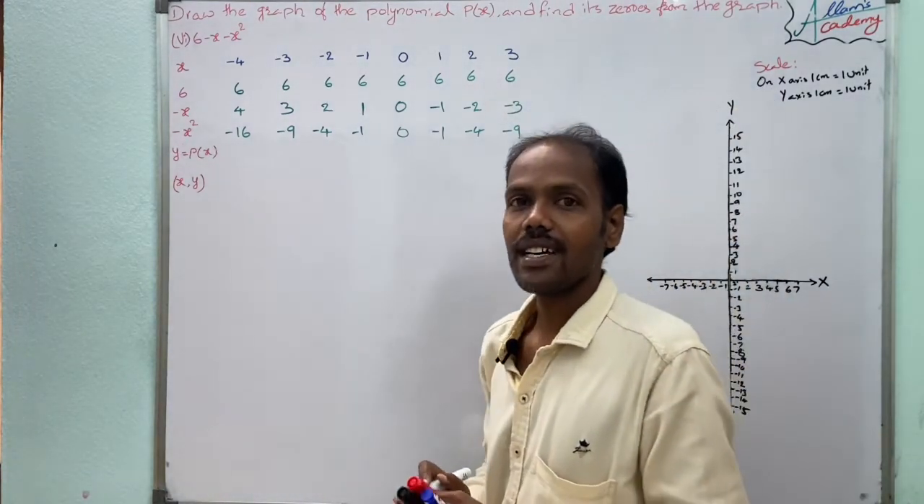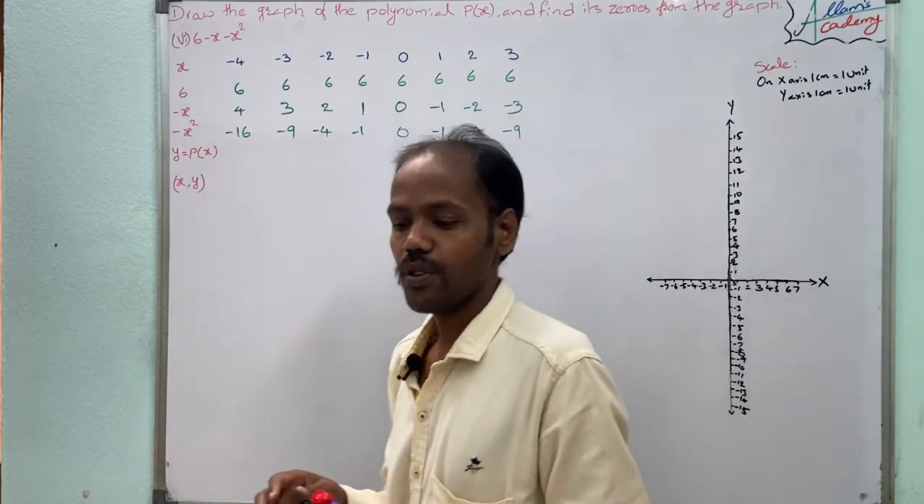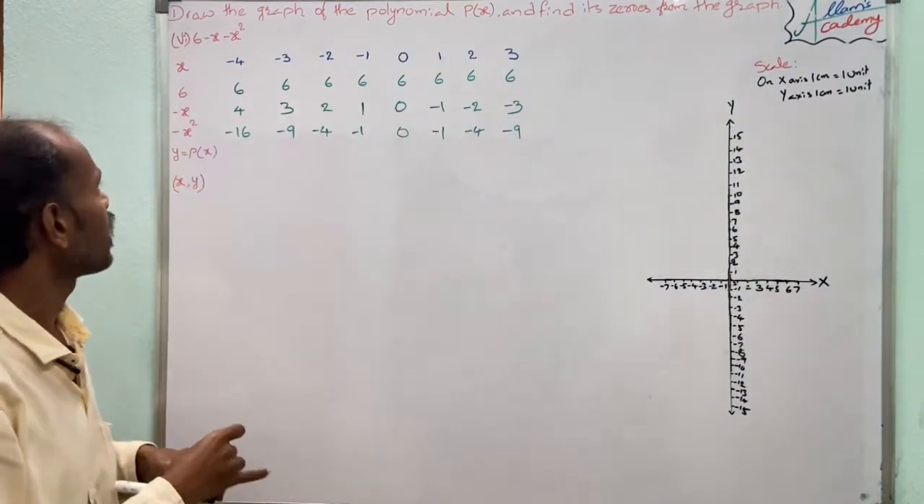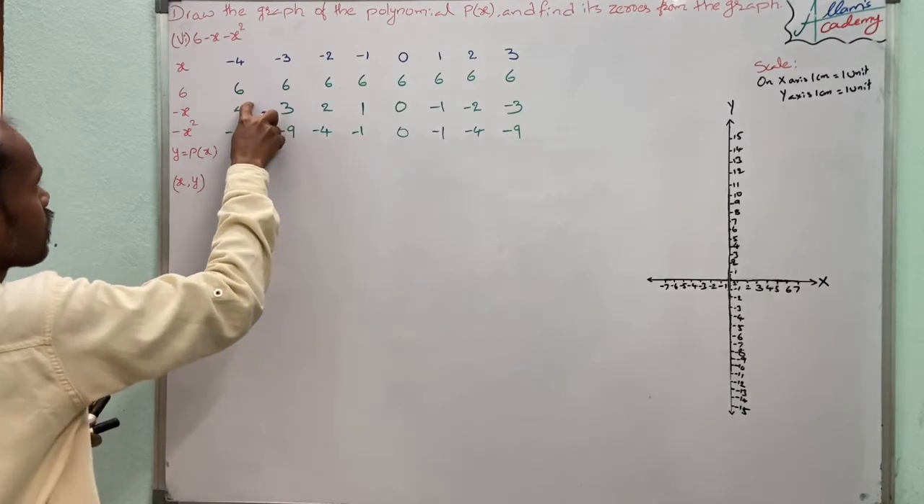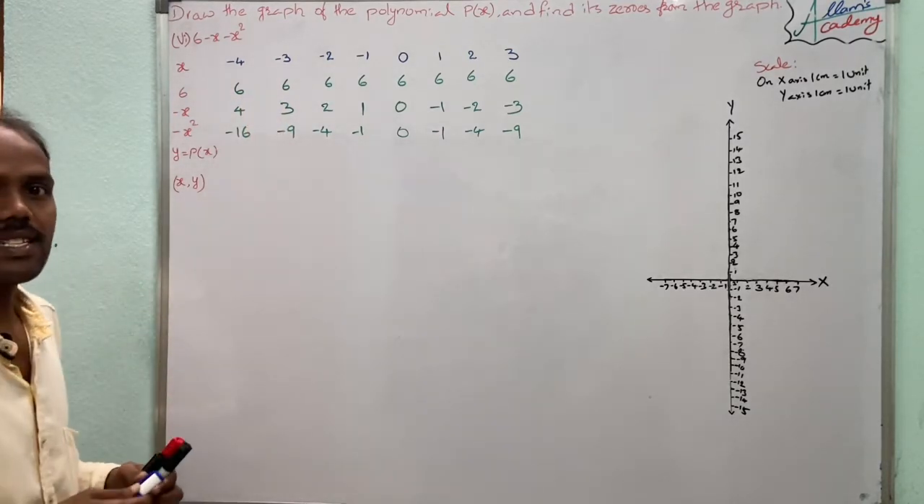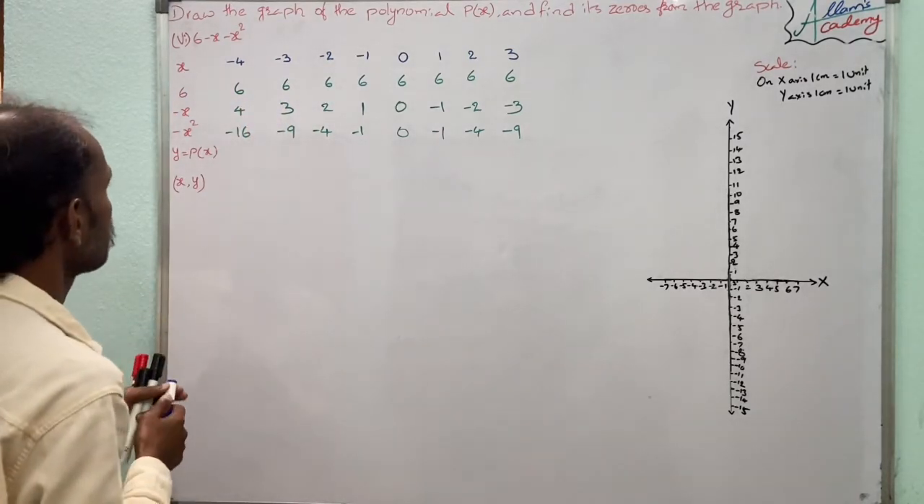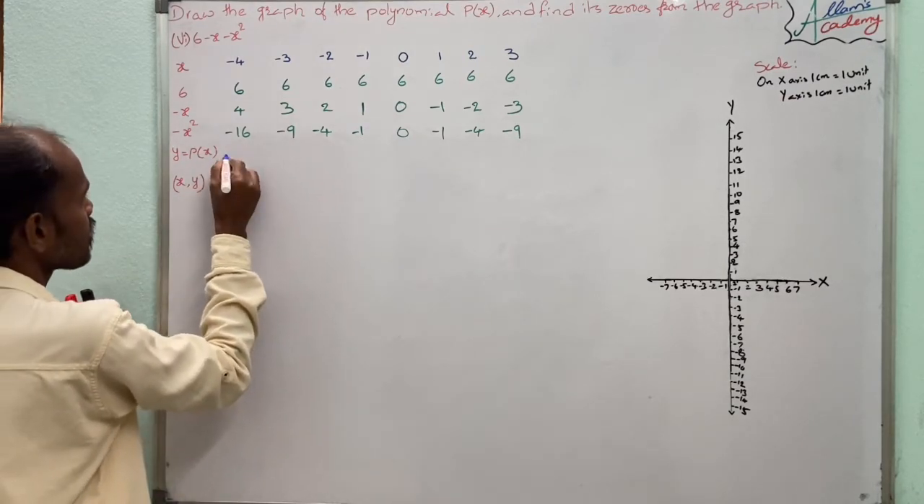Now for all these values we have to do addition. So by addition, 6 plus 4 equals 10, 10 minus 16 equals minus 6.